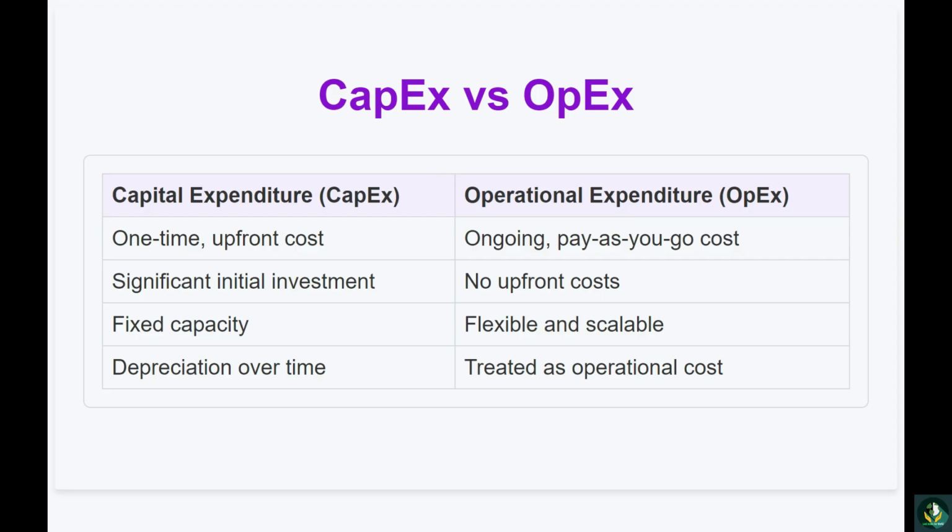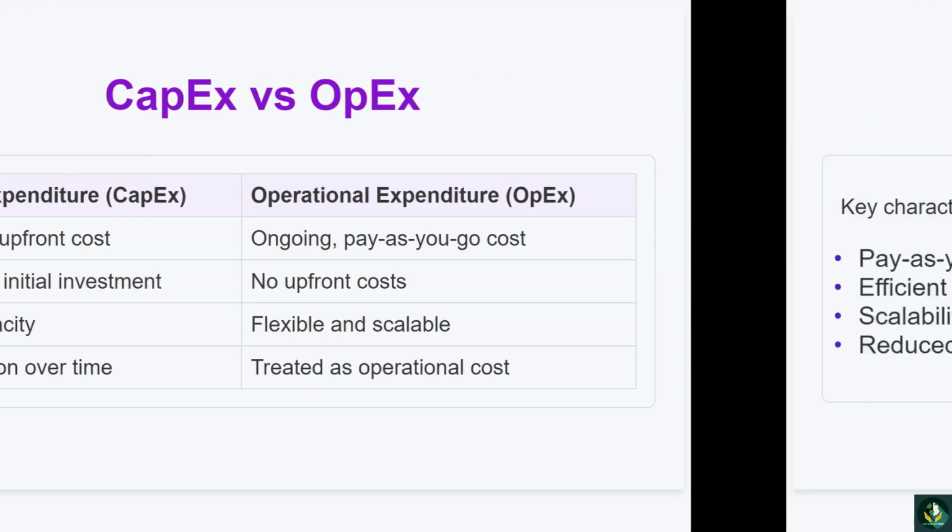Additionally, OpEx costs are typically treated as business expenses in the same period they are incurred, which can have tax benefits compared to the depreciation of CapEx investments. The shift from CapEx to OpEx in IT spending represents a broader trend towards more flexible, scalable, and cost-effective solutions. While CapEx still has its place, particularly for businesses with stable, predictable IT needs, the OpEx model of cloud computing is increasingly becoming the preferred choice for organizations seeking agility and cost optimization in their IT infrastructure.